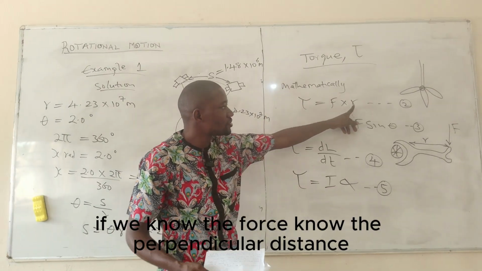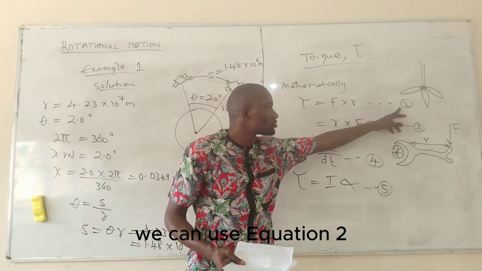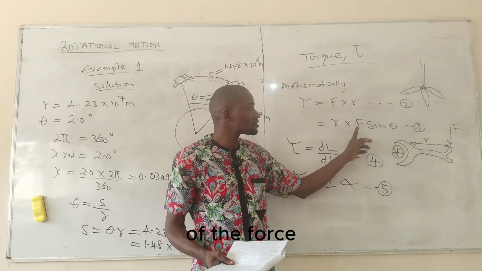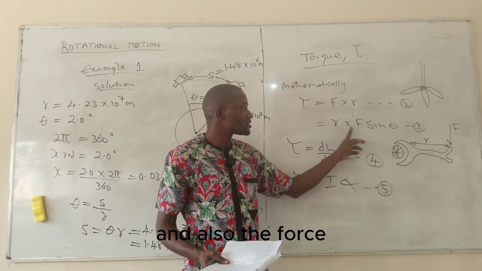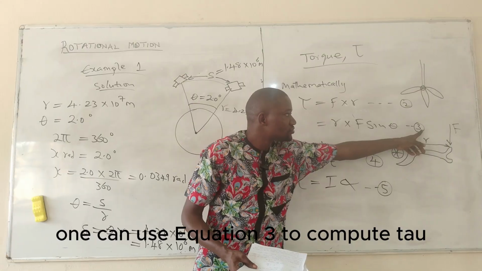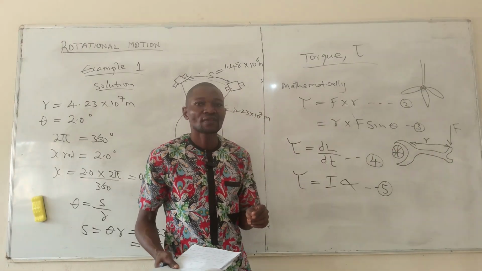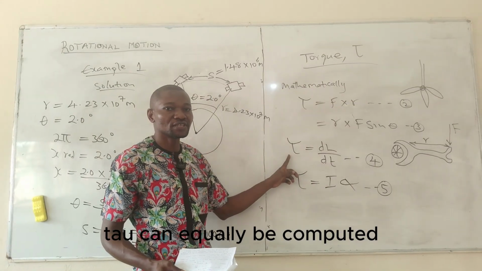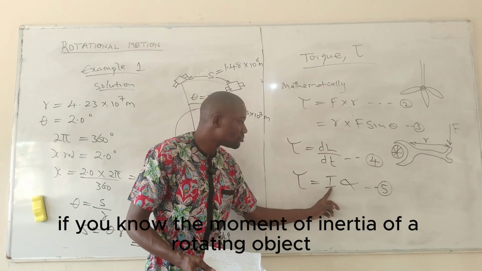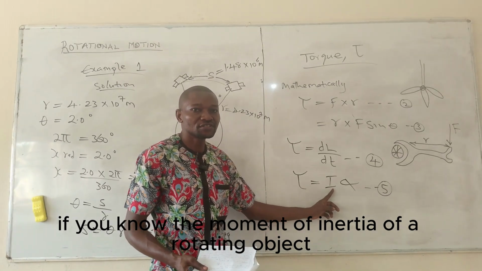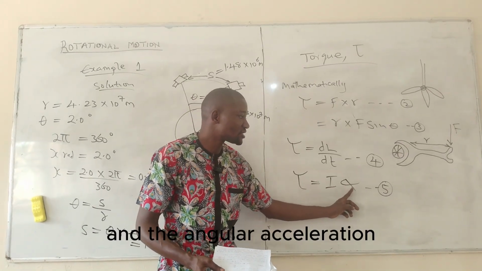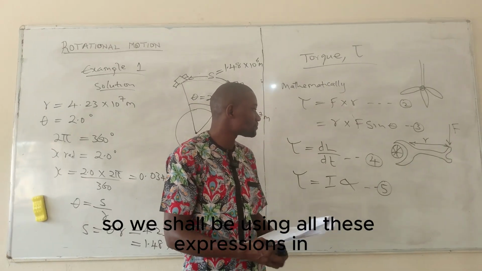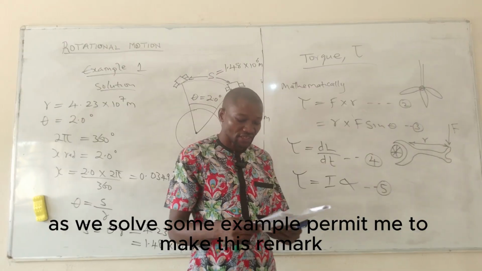If we know the force and the perpendicular distance, we can use equation 2. If you know the angle of the line of action of the force to the perpendicular distance and also the force, one can use equation 3 to compute tau. Also, if you know the rate of change of angular momentum, tau can equally be computed. And if you know the moment of inertia of a rotating object and the angular acceleration, equation 5 can equally be used. So we shall be using all these expressions as we solve some examples.